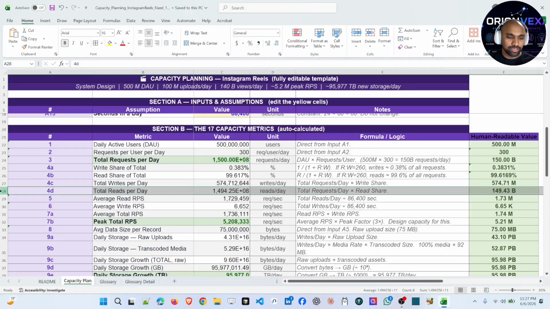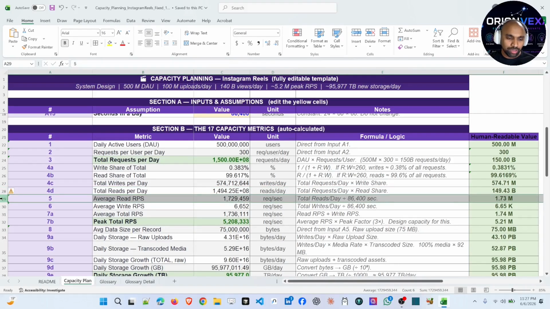Total reads per day, it is around 149 billion reads happening. It is the total requests per day multiplied by the read share. How much is the read share? Read share is 99.617%.